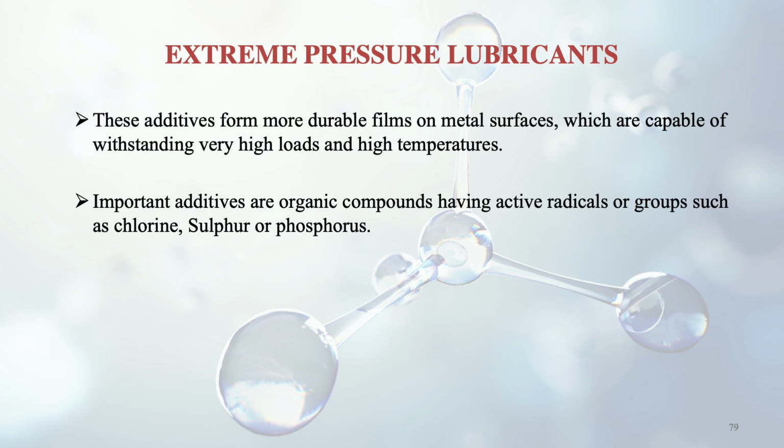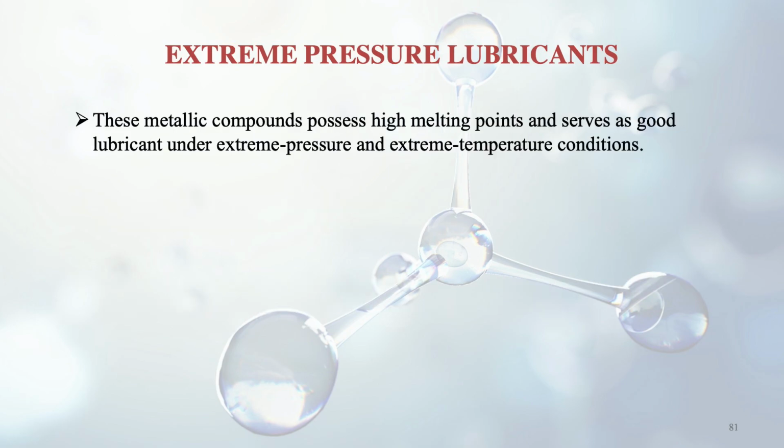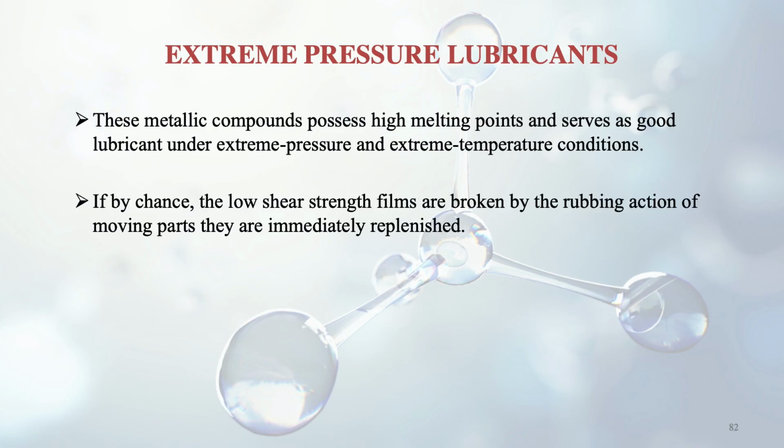So these are used in the case of extreme pressure lubricants, and these compounds react with metallic surfaces at the prevailing high temperatures to form metallic chlorides, sulfides and phosphates. These metallic compounds possess high melting points and thus serve as good lubricants under extreme pressure and extreme temperature conditions. And if by any chance the low shear strength films are broken by the rubbing action of moving parts, they can be immediately replenished. So this was all about extreme pressure lubricants.